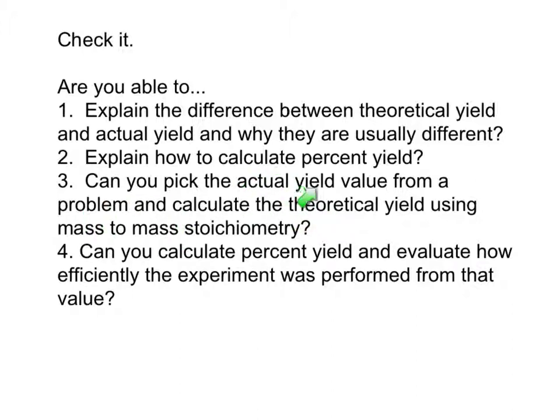Sometimes students can't differentiate between these two. They don't know the actual yield from the theoretical yield, so you need to make sure you do. And then finally, can you calculate percent yield and evaluate how efficiently the experiment was performed from that value? So can you find that 83% yield or whatever it is, and then explain to me, sort of make a judgment call on how efficient they were in their experiment. And hopefully if they got like 10% yield, you would tell me that they were pretty low efficiency, whereas 90% yield is pretty high efficiency.